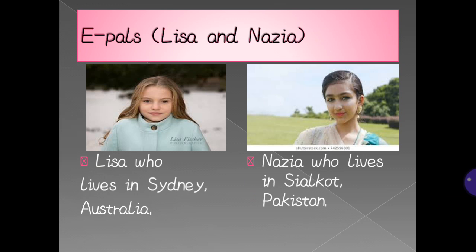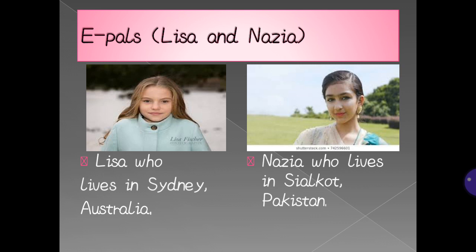Nazia has two brothers and two sisters. Her father works for an insurance company. Her mother works at a university. Lisa does not have any brothers or sisters. Her father works in a bank and her mother is a teacher. Both girls not only live in different cities but in different countries.